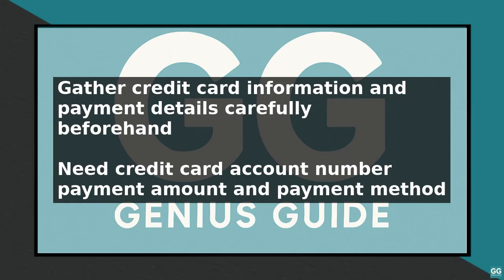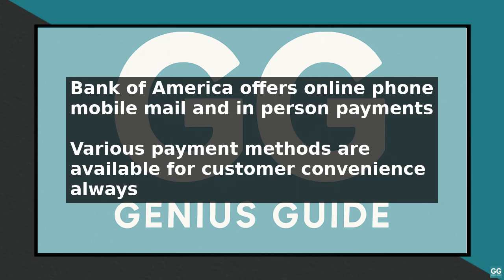For online payments, log into your Bank of America account at the official website. Navigate to the Payments tab and select the credit card account you want to pay. Enter the payment amount and choose your payment method, which can be a checking or savings account from Bank of America or another bank.